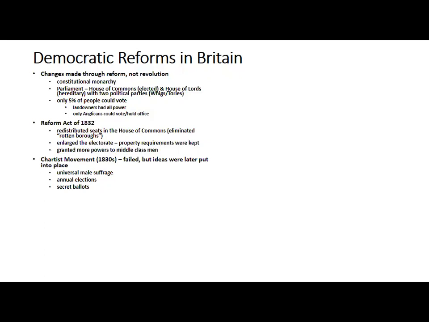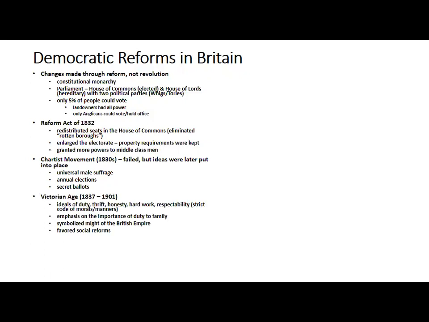Some of these things were universal male suffrage, where all men could vote regardless of property requirements, to have annual elections, and also to have secret ballots. Voting in the 19th century involved people voting out loud in front of a registrar. So there was no confidentiality, there were no secrets. So, people wanted to have secret ballots.